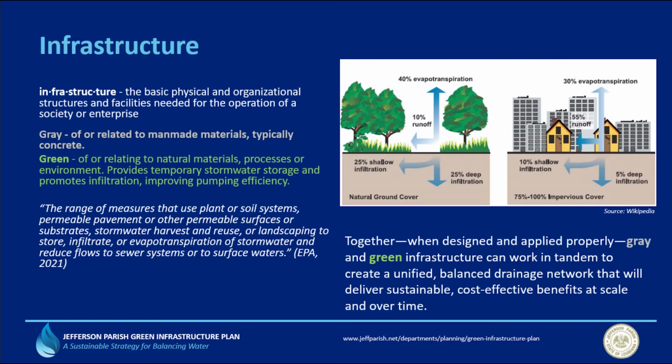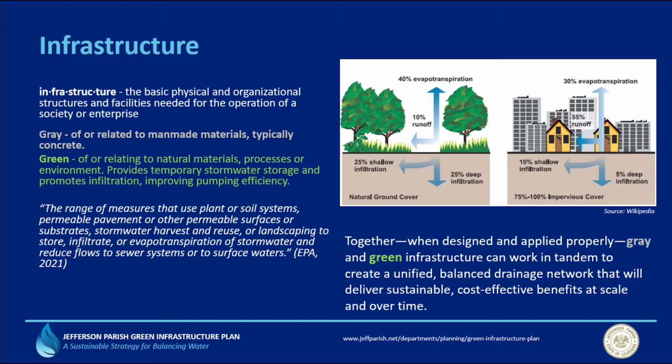To understand green infrastructure, we must first have a basic understanding of the term infrastructure. Infrastructure describes the basic physical and organizational structures and facilities needed for the operation of a society or enterprise. Gray refers to manufactured materials. Green simply denotes the use of natural materials or processes to provide those services.